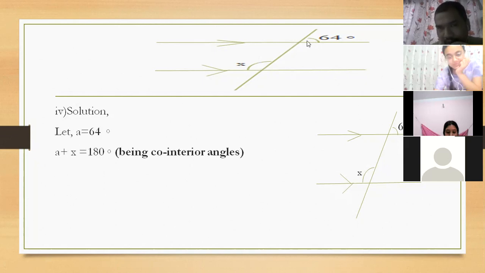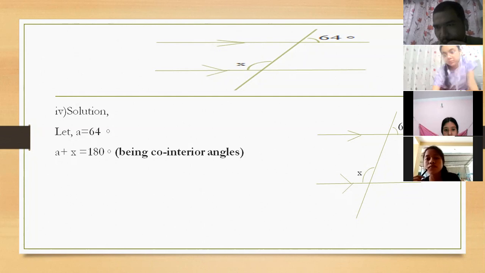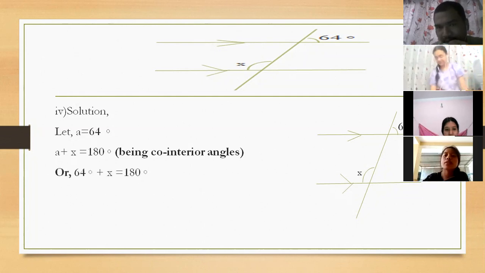This angle, look, vertically opposite angle, okay? This angle, suppose a. This is 64, then this will also be 64. Let a equal 64. Why a equals 64? Do you know? Because they are vertically opposite angles. I am supposing which one is a.